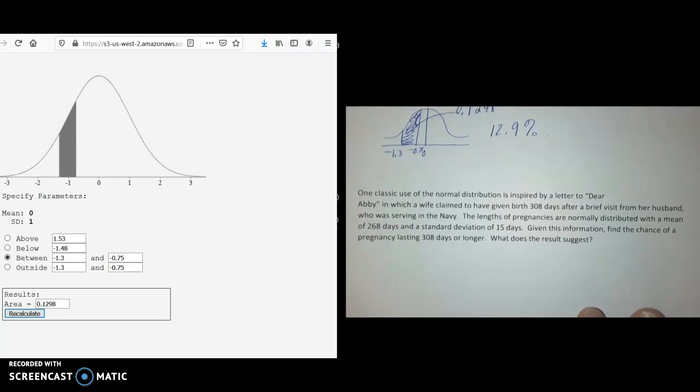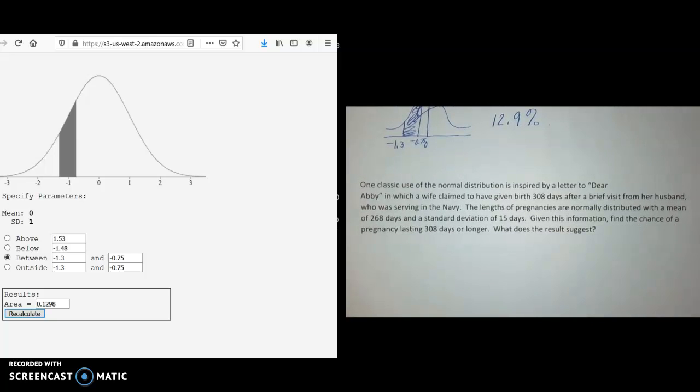All right, one last question here. It says, one classic use of the normal distribution is inspired by a letter to Dear Abby, in which a wife claimed to have given birth 308 days after a brief visit from her husband, who was serving in the Navy. The lengths of the pregnancies are normally distributed with a mean of 268 days and a standard deviation of 15 days. Given this information, find the chance that a pregnancy lasts longer than 308 days. 308 days or longer, okay? And what does the result suggest?